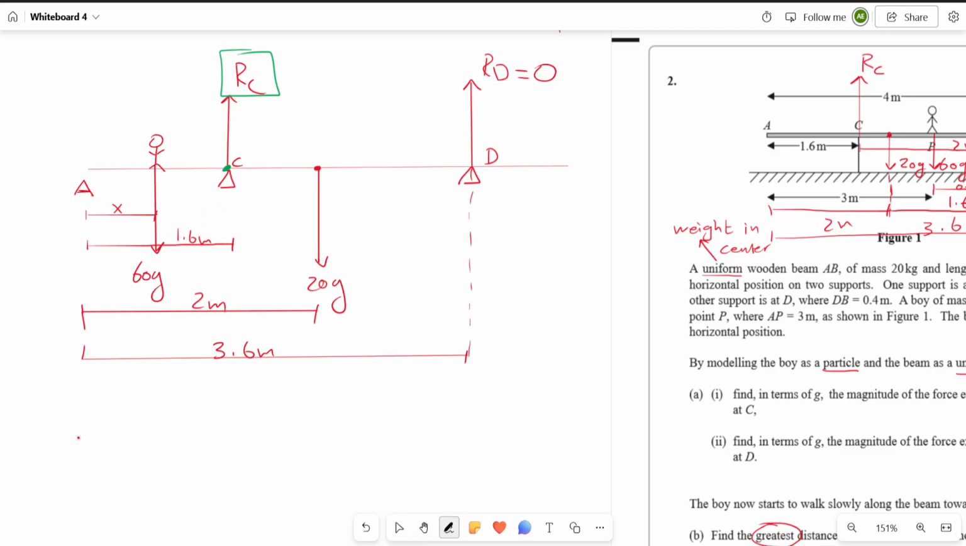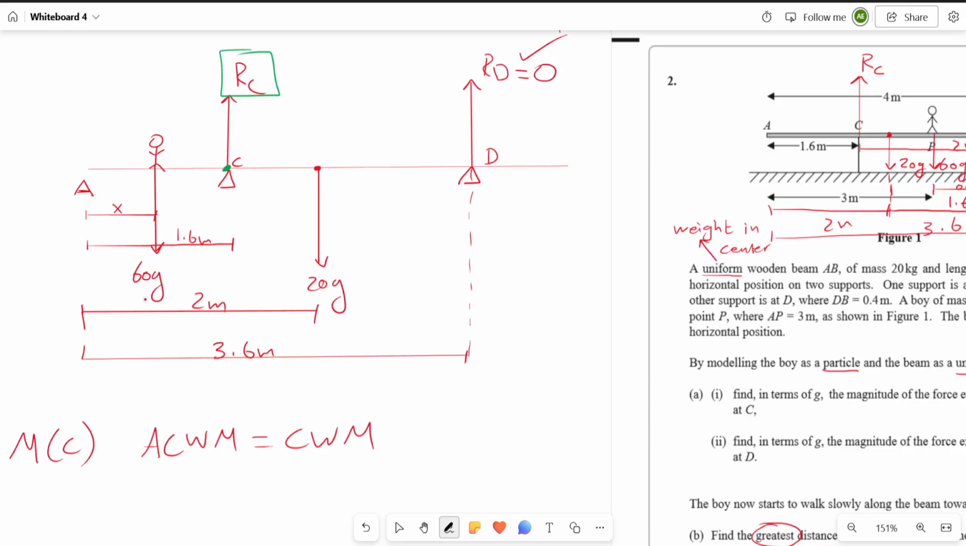So again, let's take moments about C, knowing that anti-clockwise moments are going to equal clockwise moments. How many forces do I have here? RD is cancelled, it's already 0. RC, I'm not going to have any moment effect, since I'm taking my moments about the point that the line of action of the force passes through. Since the force RC passes through my point, it will not have any effect, and I've talked about this multiple times in this video. So I only have the effect of the 60g and the 20g.